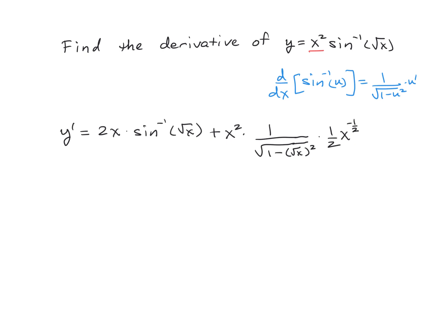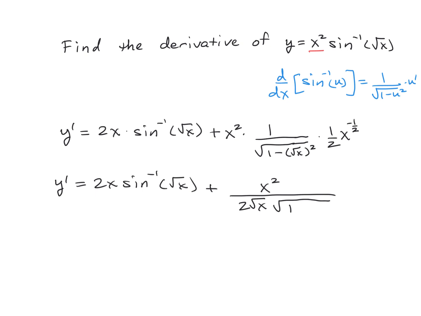So in simplifying this down, we're going to have y prime is equal to 2x inverse sine of square root of x, and then we're going to have a second term which is going to have an x squared in the numerator, and it's going to have a 2 and a square root of x and a square root of 1 minus x in the denominator. And we can of course get common denominators for these two fractions here.